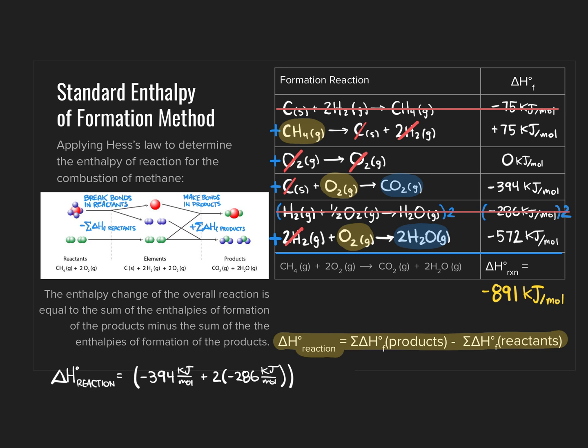I'm going to subtract from that the sum of the heats of formation of all my reactants, which in this case would be minus the negative 75 kilojoules per mole, describing the heat of formation of my methane, and then plus the other reactant species here, which would be 2 times oxygen's 0 kilojoules per mole for the heat of formation of that elemental oxygen.